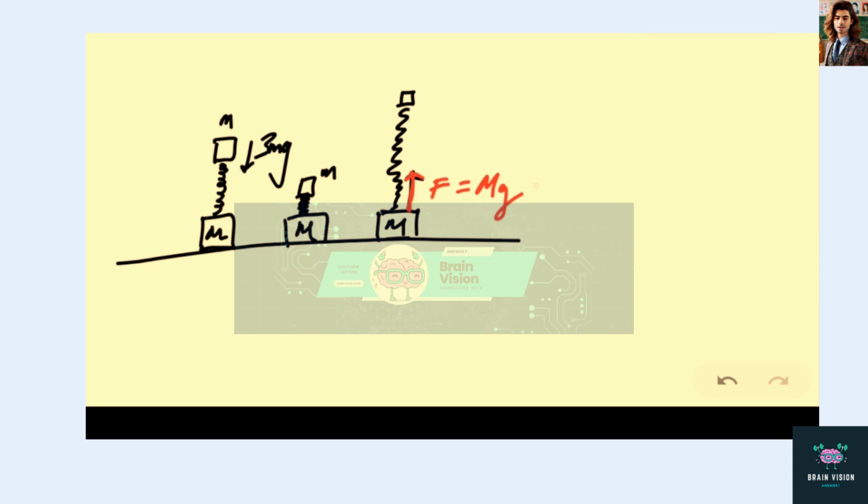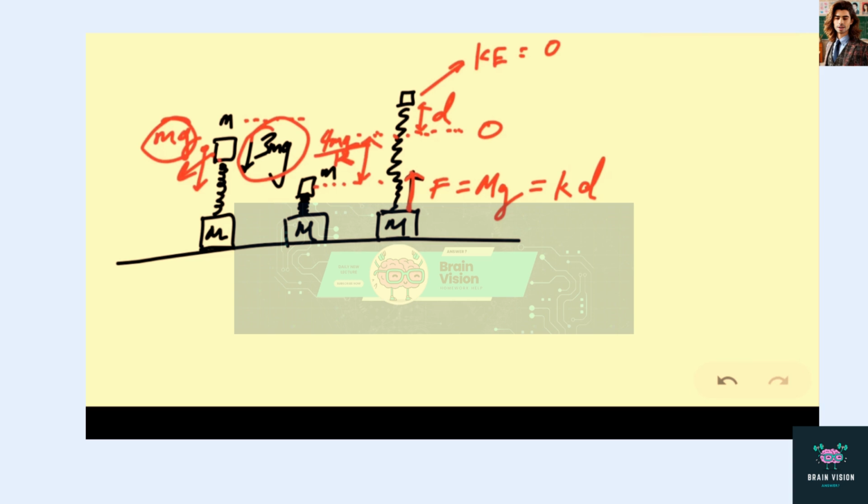And what is this force? This force is given as k times the extension, which I shall call d. Now what is d? d will depend on the original position, or equilibrium position, of the spring. So say if this position is the equilibrium position, then d will be this distance over here, d.